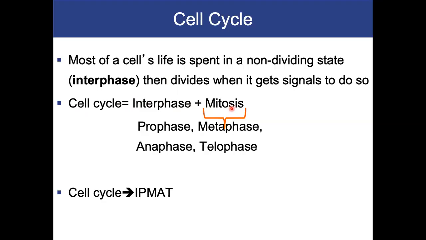The stages of mitosis, what are they? They're prophase, metaphase, anaphase, and telophase. So when you think of the cell life cycle, I want you to think of IPMAT, right? If you're thinking of just mitosis, it's PMAT. You don't include the interphase because interphase is not part of mitosis. Interphase is only part of the cell life cycle.